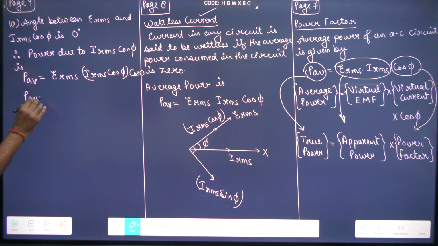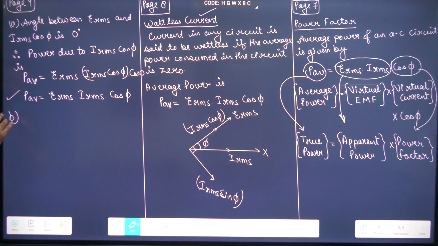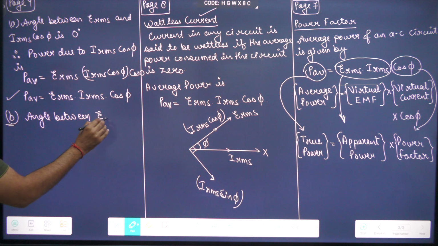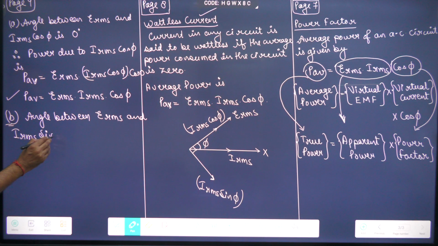So P average is equal to ERMS into IRMS into cos phi. All right. Now B part, angle between ERMS and IRMS sin phi is 90 degree. Angle between ERMS and IRMS sin phi is 90 degree.